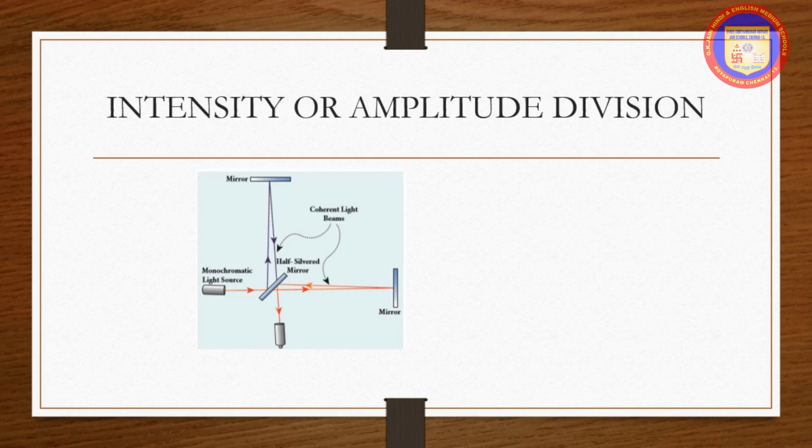If we allow light to pass through a partially silvered mirror, both reflection and refraction take place simultaneously. We can use this diagram to explain this. As the two light beams are obtained from the same light source, the two divided light beams will be coherent beams. They are either in phase or at a constant phase difference. Instruments like the Michelson interferometer work on this principle. So intensity or amplitude division can be done by this method.